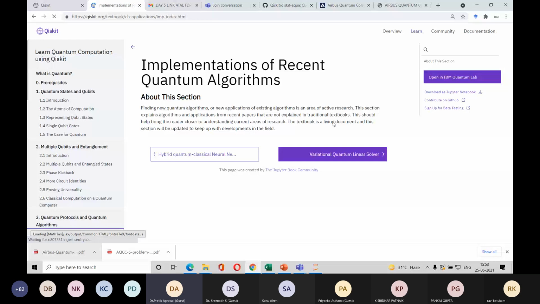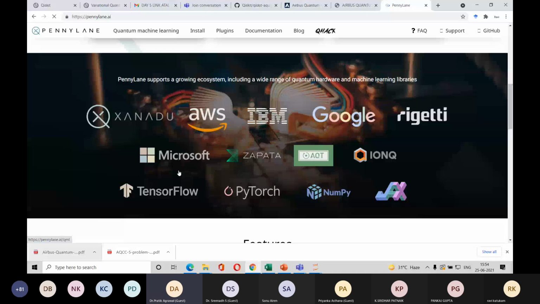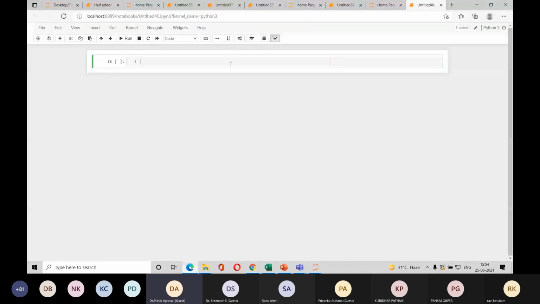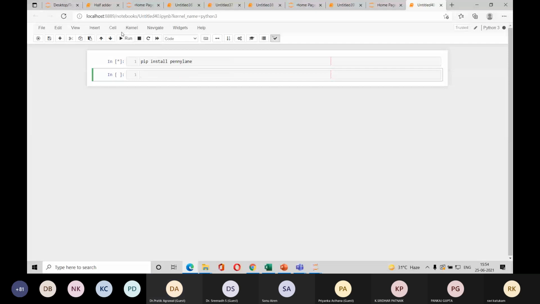PennyLane is dedicated for quantum machine learning. You can install it using the pip command: pip install PennyLane. Let me do that. There are nice examples that are given. So, PennyLane installation and using PennyLane for some of these problems we can see here.